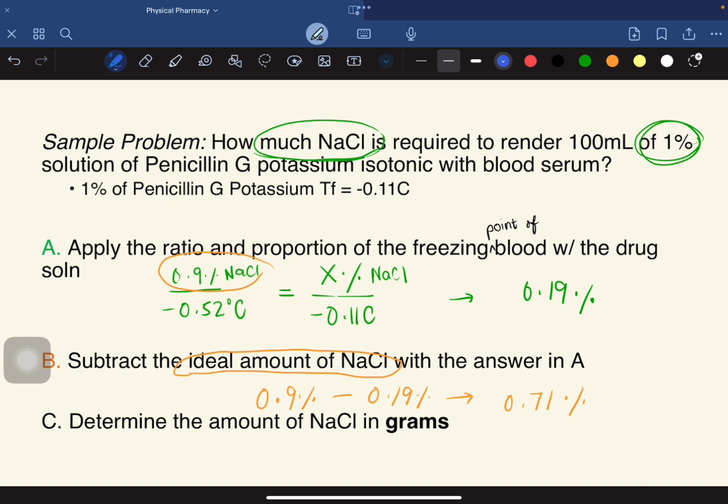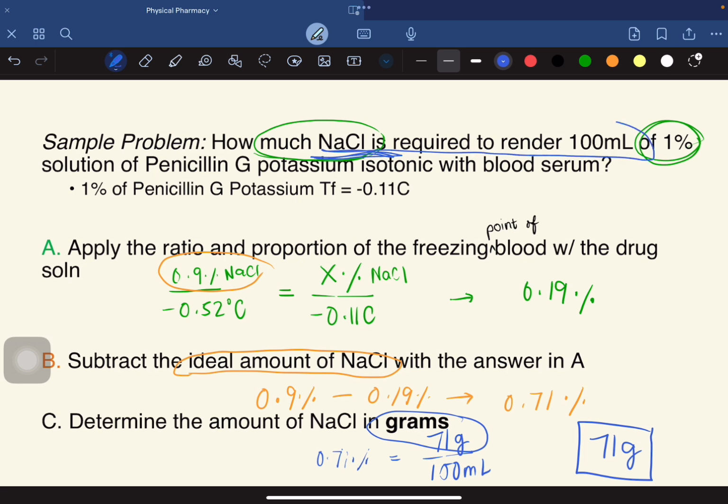So remember your basics, 0.71% is equal to 71 grams per 100 ml, diba? So therefore, grams yung hinahanap, the answer is 71 grams. So we will need 71 grams of sodium chloride to render 100 ml of 1% solution of PenG potassium isotonic.